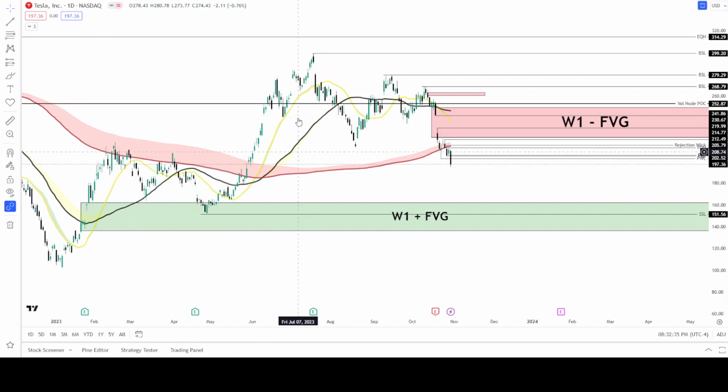I'm Rustic, and today we're going to be taking a look at Tesla's chart. We're going to look at where price came from, where price ended today, and where price is likely to head tomorrow and through the rest of the week.